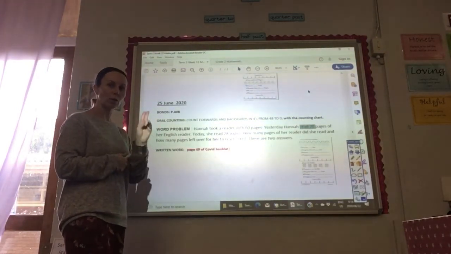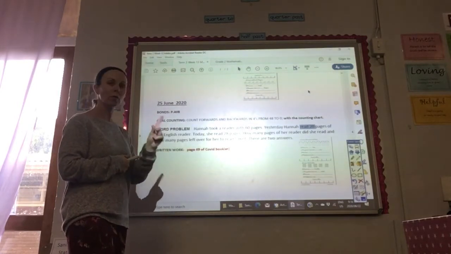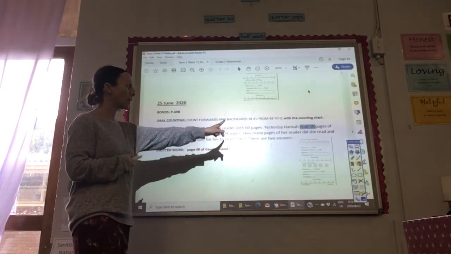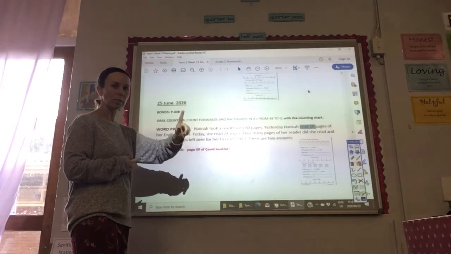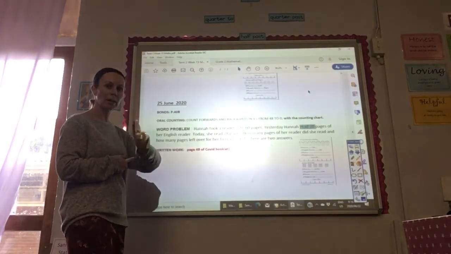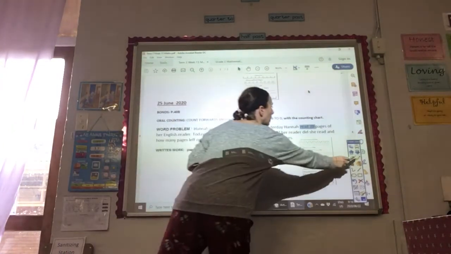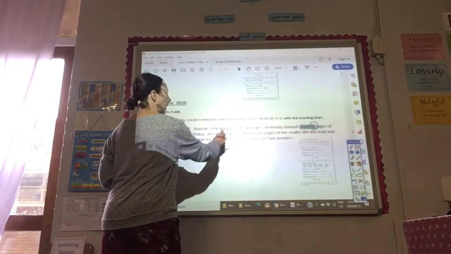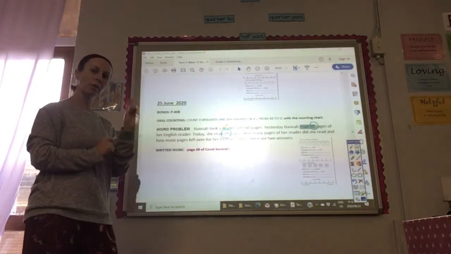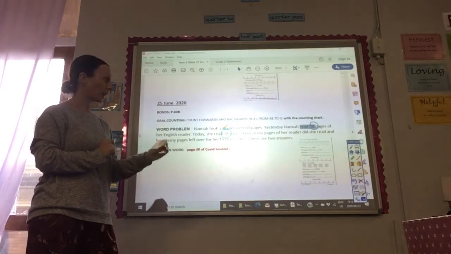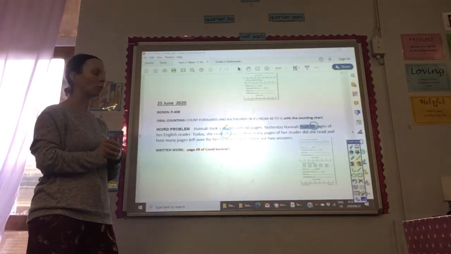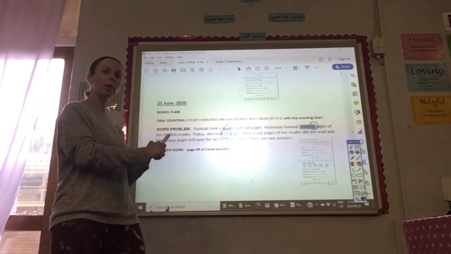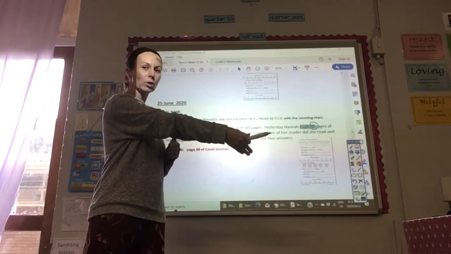So we're going to focus on the first sum first. The question for the first sum is, how many pages of her reader did she read? So let's circle the pages that she read. It was 20 and 28. So that's your first sum, and you have to write a sentence. How many pages of her reader did she read? She read, or Hannah read, blah, blah pages.